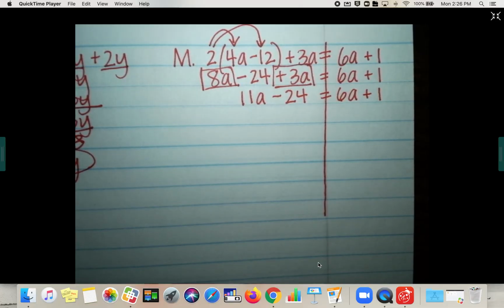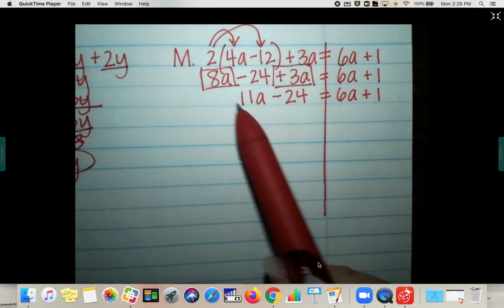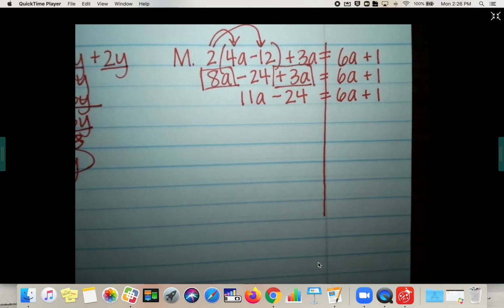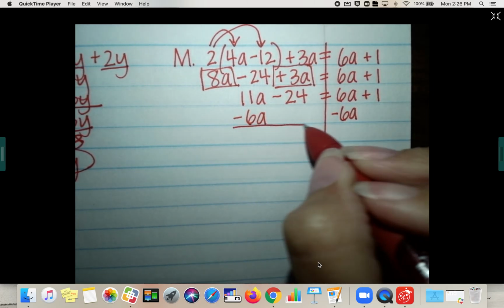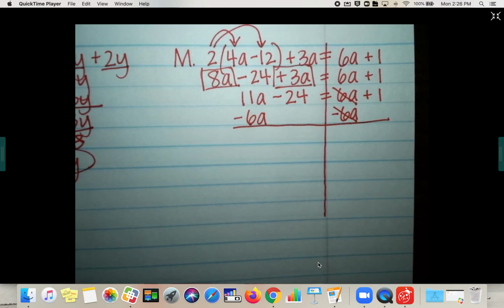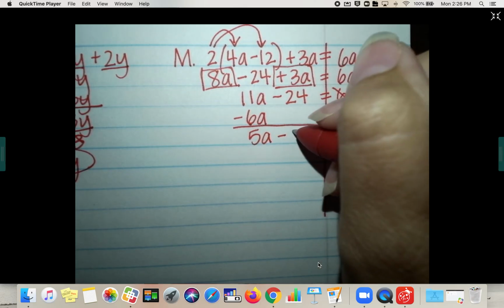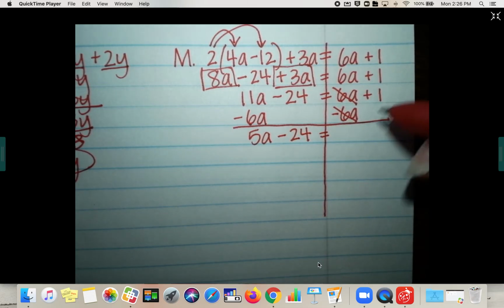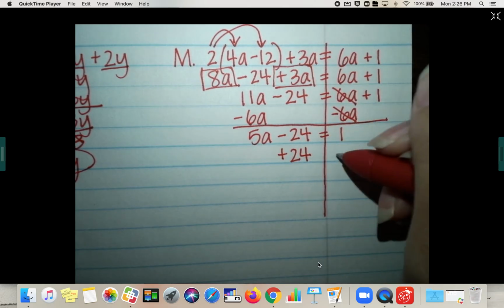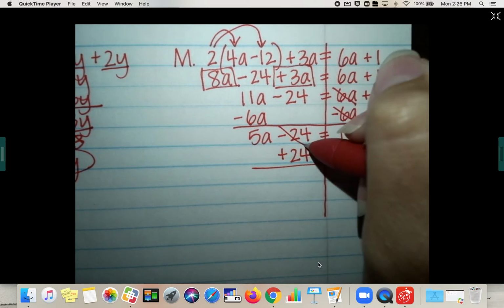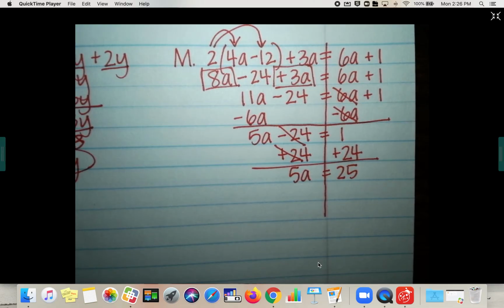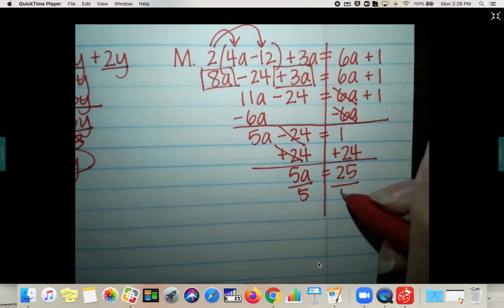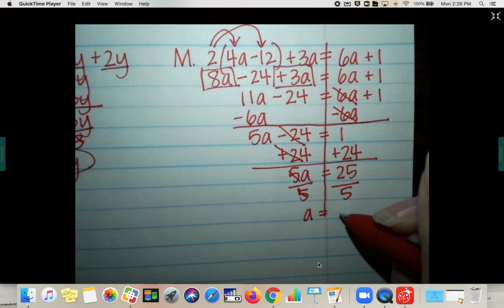All right, now you can't do anything else except move one of your variables to the other side. So this is a positive 6a, so I'm going to move it by subtracting it. 11a minus 6a is 5a. Bring down your minus 24. That is a positive 1. Next step, add 24 to both sides. 5a equals 25. Last step, divide both sides by 5. A equals 5.